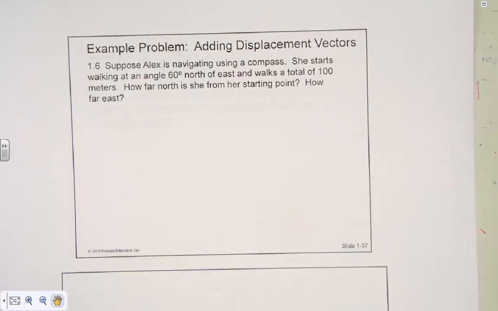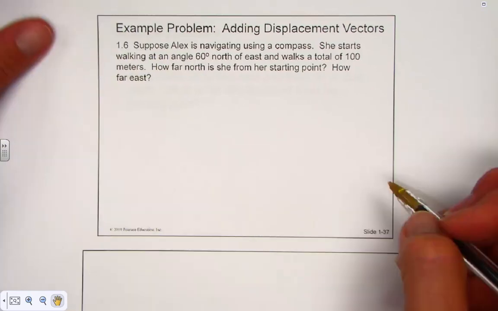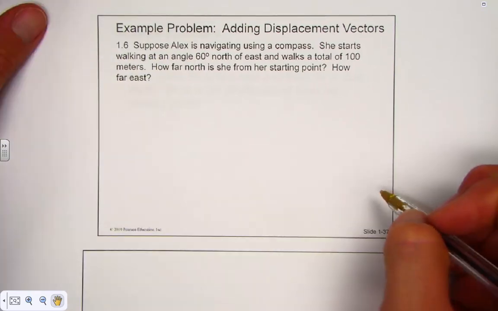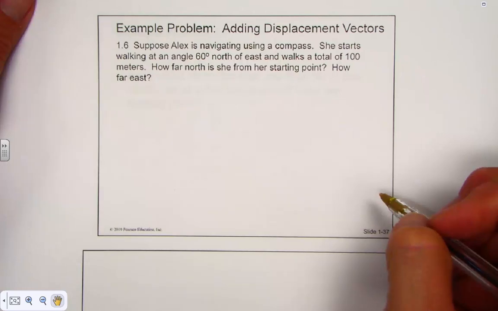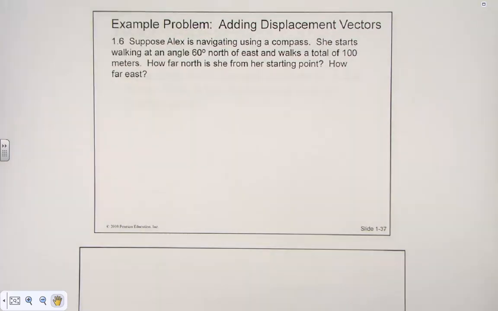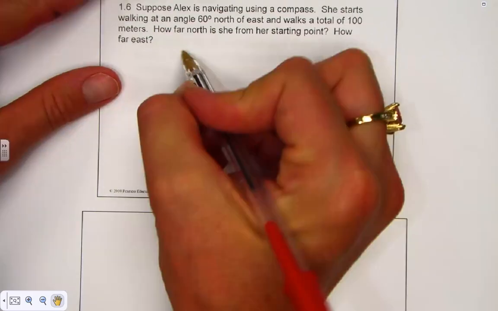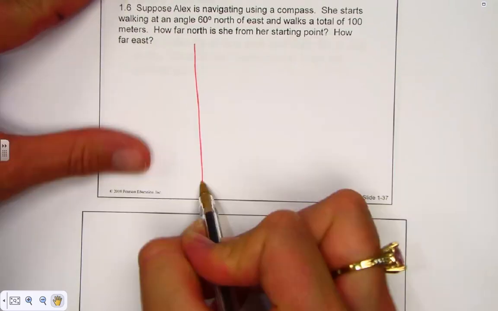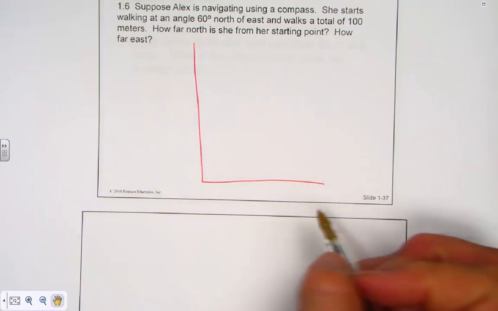Let's add a displacement vector. Suppose Alex is navigating using a compass. He starts walking at an angle of 60 degrees north of east and walks a total of 100 meters. How far north is she, Alex is a she, from her starting point? How far east? Let's get familiar with just beginning with a model first. Model first, math second.